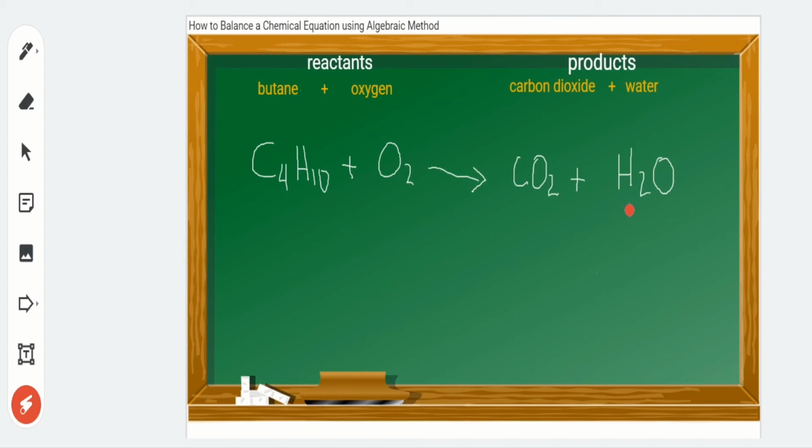Okay, so gamit ang algebraic method, ang una natin gagawin ay pwede nyo isulat, i-label na dito sa taas yung ating mga molecule as A. Yan, lagay natin. And then plus B is equal to C plus D. Yan. So we just replace our molecules here ng symbols. And of course, sulat natin yung ating mga element. So we have C. We have our hydrogen.